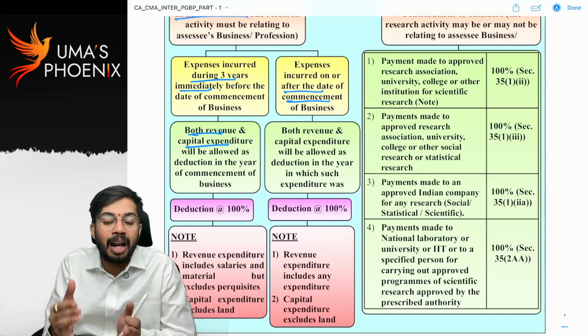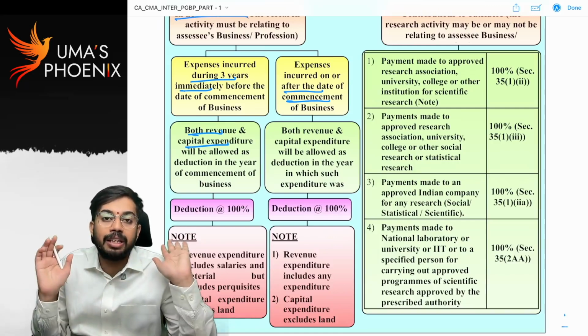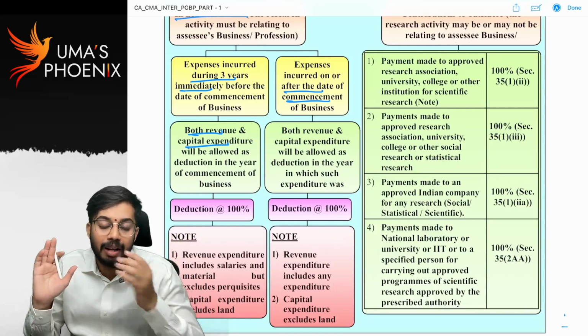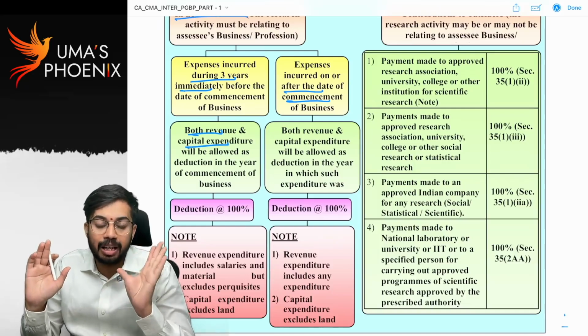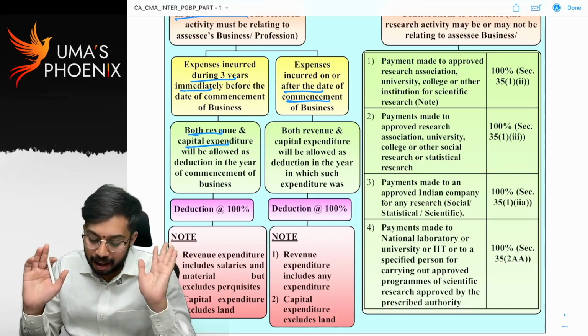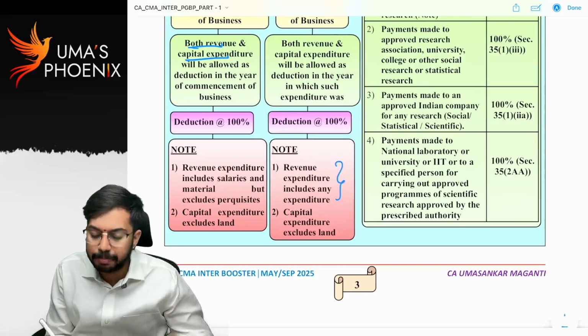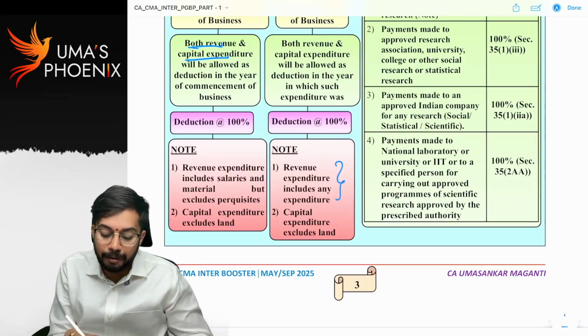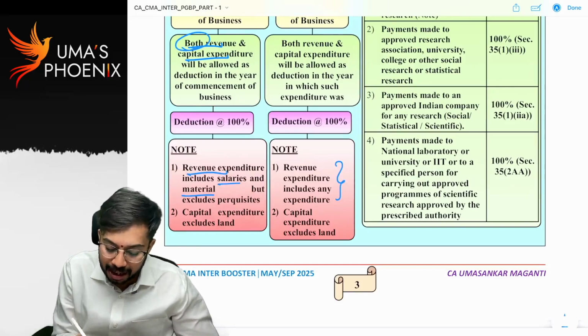Let's say I purchased a laptop for scientific research, 1 lakh rupees. Total 1 lakh rupees I can claim as deduction in the current previous year only. So after commencement of business, whatever the scientific research expenditure is there, both revenue and capital expenditure is allowed as deduction in P&L account. See, after commencement of business, any revenue expenditure is allowed as deduction. But before commencement of business, revenue expenditure means only salaries and material cost.